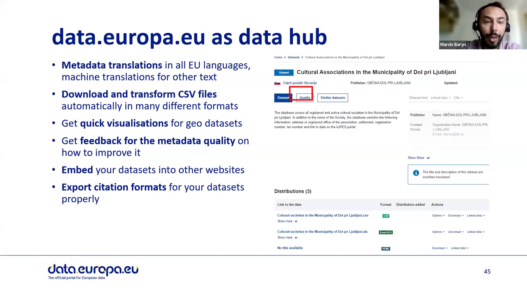What we really are proud of is the possibility of giving direct feedback on the metadata quality. So the providers might immediately check whether their metadata is of sufficient quality and which elements are possibly missing, what they can improve, and they can try it after improving their data sets. They can try again and see what is the result of it. Then there are two other options of embedding and exporting citations, which the last one might be especially interesting for researchers, as quite much work was put there to do it in the proper form.